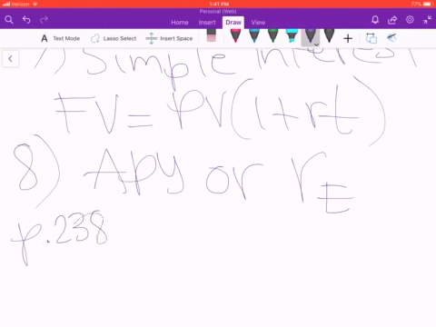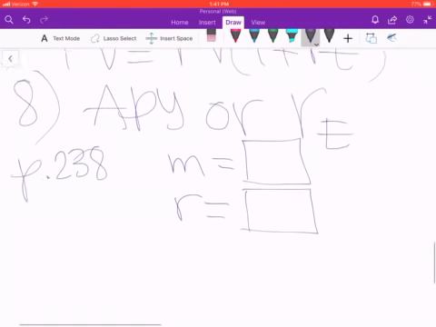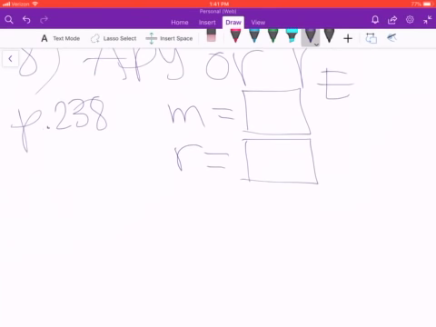And with that formula, you need to know what is M, which is the number of compounding periods. So if it is monthly, it will be a 12. If it is quarterly, it will be a 4. If it is semi-annually, it will be a 2. You also need to be familiar with the rate. So that will be provided on the question, but you need to know how to convert a percent to a decimal. And of course, the formula, page 238, or you could also find it on your notes.